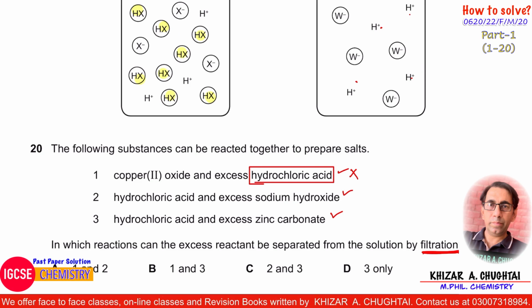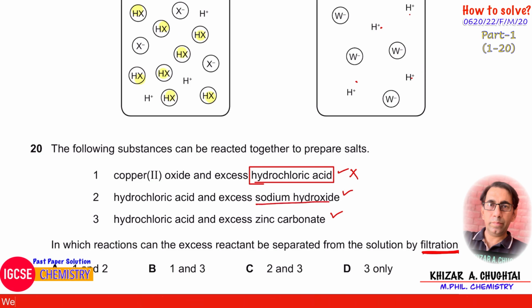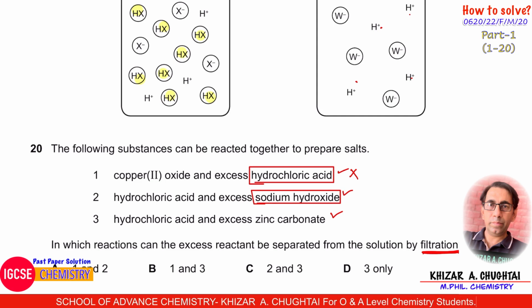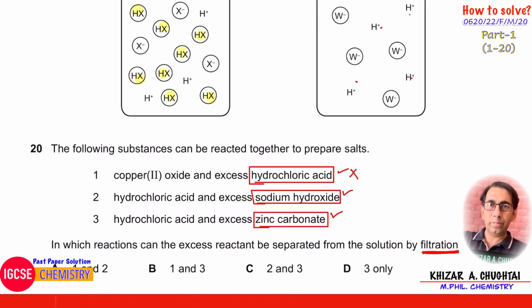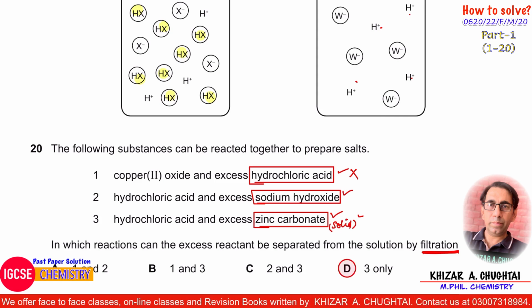Number 2, hydrochloric acid with excess of sodium hydroxide. Again, this sodium hydroxide is an aqueous solution basically, and its separation doesn't need filtration. The last one, excess zinc carbonate. In this case, zinc carbonate is in excess. Yes, it can be separated because it's insoluble in water. It is not in the form of aqueous, it is in the form of solid basically. Yes, it will be separated by filtration. So finally, 3 only is the correct option.